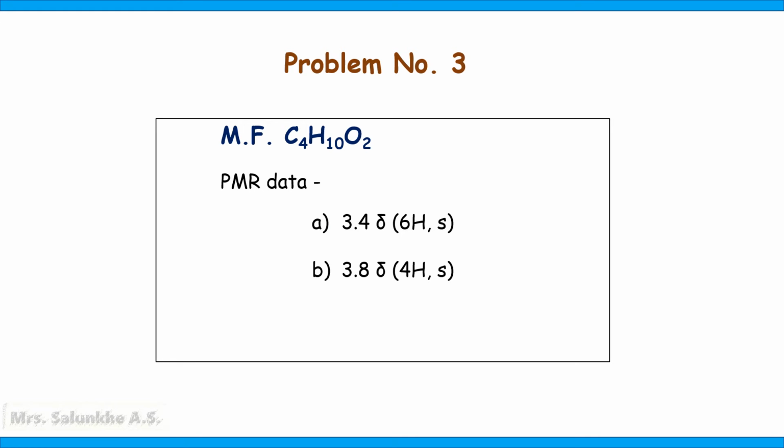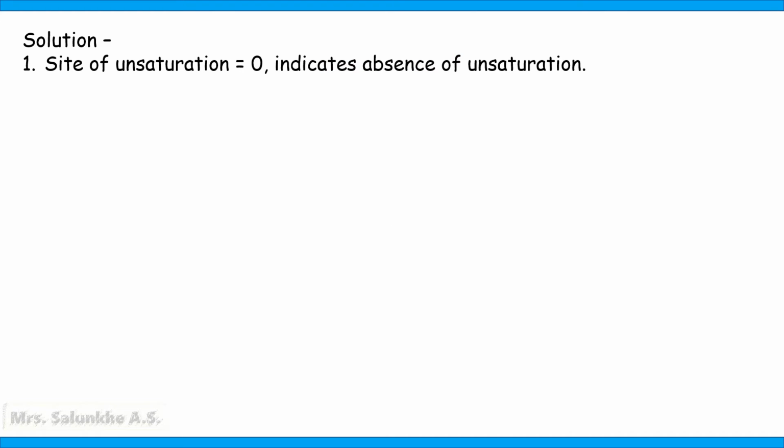Then problem number 3. This is the problem. Molecular formula C4H10O2. There are only 2 signals, 3.4 6H singlet and 3.8 4H singlet. That is, in this compound there are only 2 sets of protons. Now we see the solution.